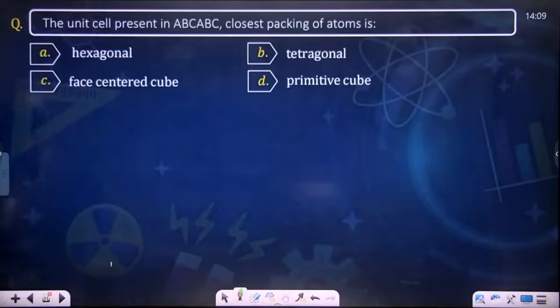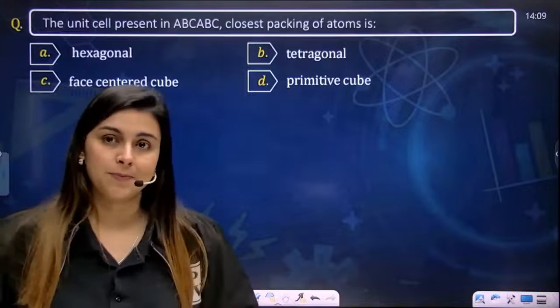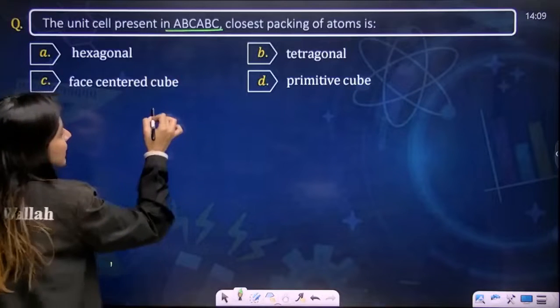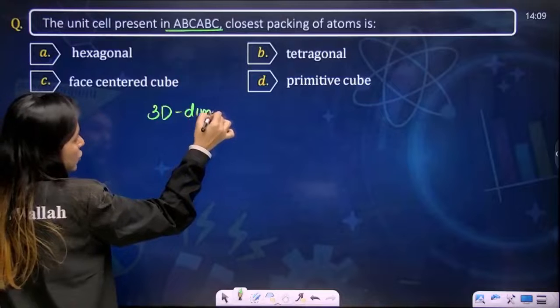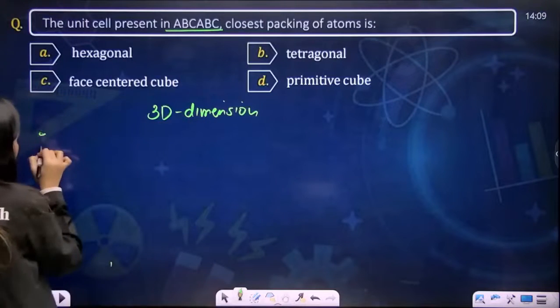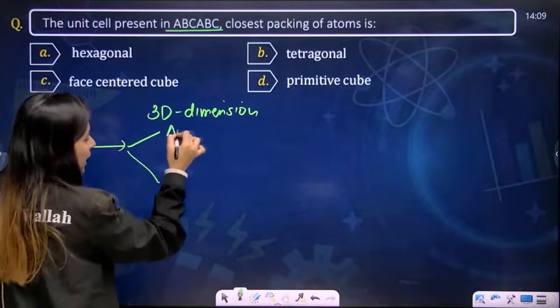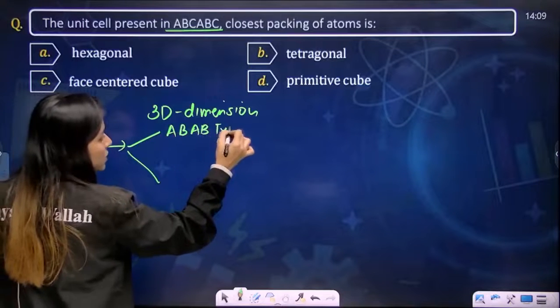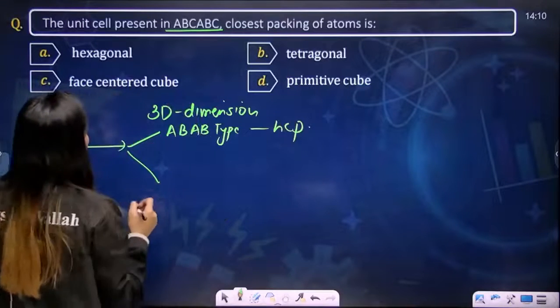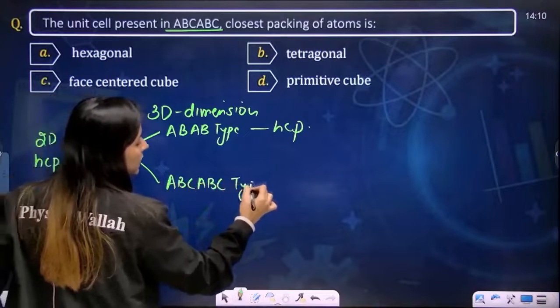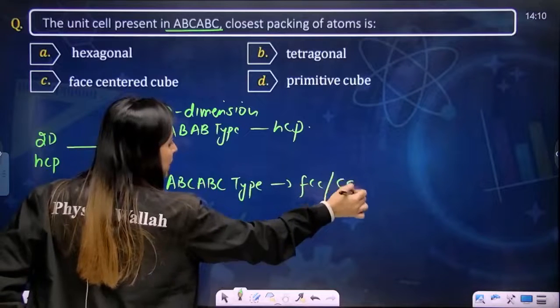The next question is on your screen. Try to solve this question. The question says that the unit cell present in ABC closest packing of atoms is... A very, very easy question. If I see ABC layering, this means I am talking about the three-dimensional layering, which I came to from the two-dimensional HCP lattice, and I got two types of layering. Either I could get AB type, and this would give rise to HCP, hexagonal closest packing, or I could get ABC layering, and this could give me FCC or CCP lattice, right?